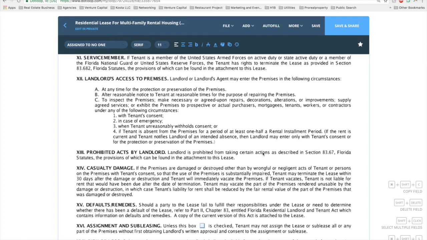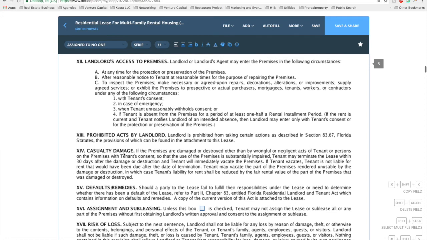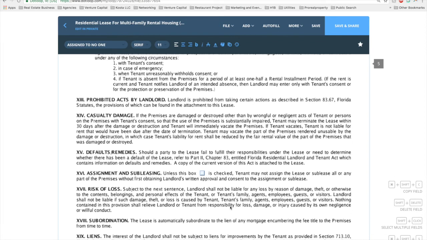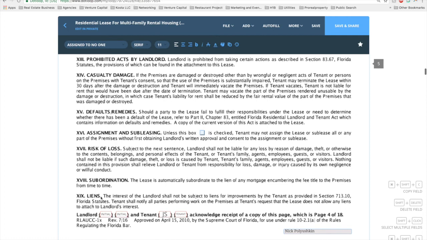Prohibited acts by landlord, casualty damage, defaults and remedies. Number 16, assignment and subleasing. Unless this box is checked, the tenant may not assign the lease or sublease all or any part of the premises without first obtaining landlord's written approval. So if this one is checked, then a tenant may assign. In our case, the lease will not be assignable. Number 17, risk of loss, subordination, liens.